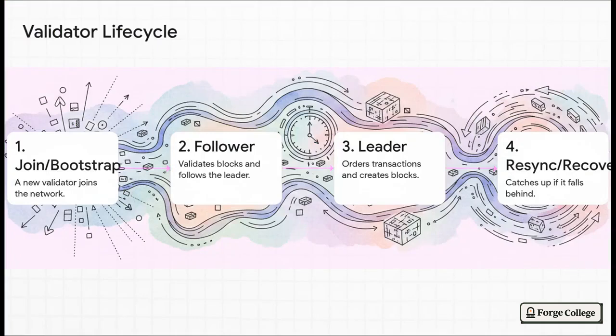So this life cycle has 4 main parts. First, they have to join the network. Then, for most of the time, they operate as a follower. Every so often, they get their big moment as the leader. And sometimes things go wrong and they have to resync or recover. Let's walk through each one.